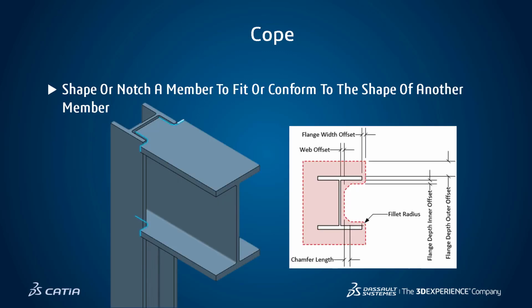So first, coping. Coping is when you start to section out, or you start to modify the end cuts of beams or columns. So here, with this coping feature, you select a host member and you select a cutting member, and then you'll get this reshaping of either a column or of a beam, depending on the profile of the member onto which it is being attached.